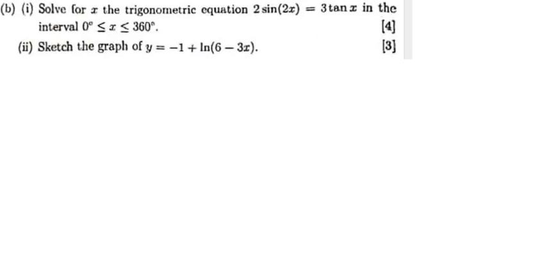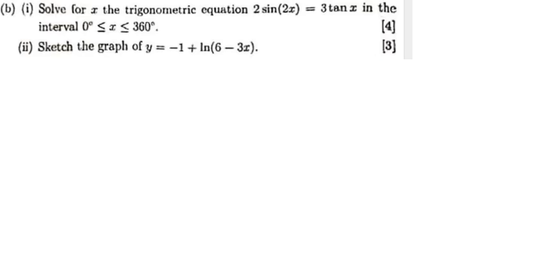Ladies and gentlemen, how can you solve this interesting trigonometric equation? We have 2 sine 2x is equal to 2 tan x. Then you have to solve this in the interval 0 less than or equal to x less than or equal to 360. So how can we solve such equations?